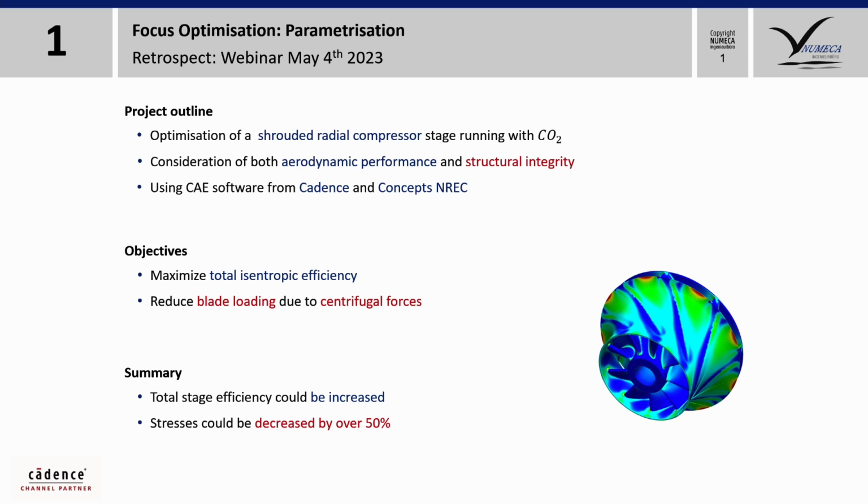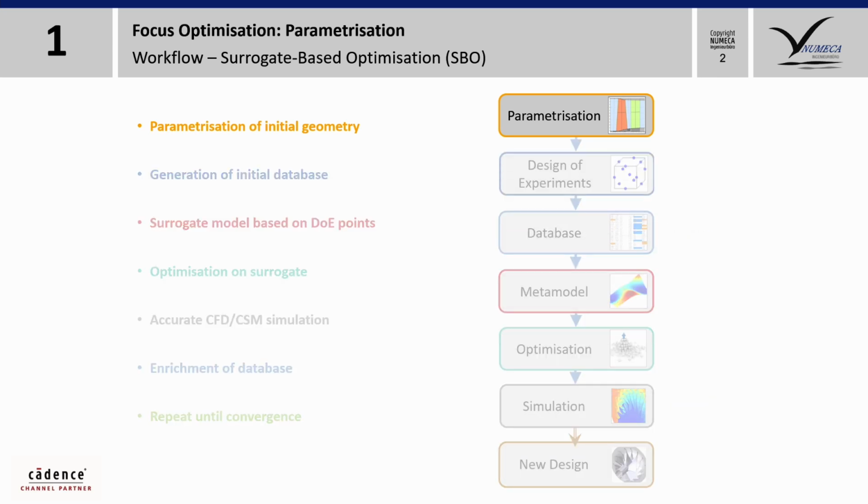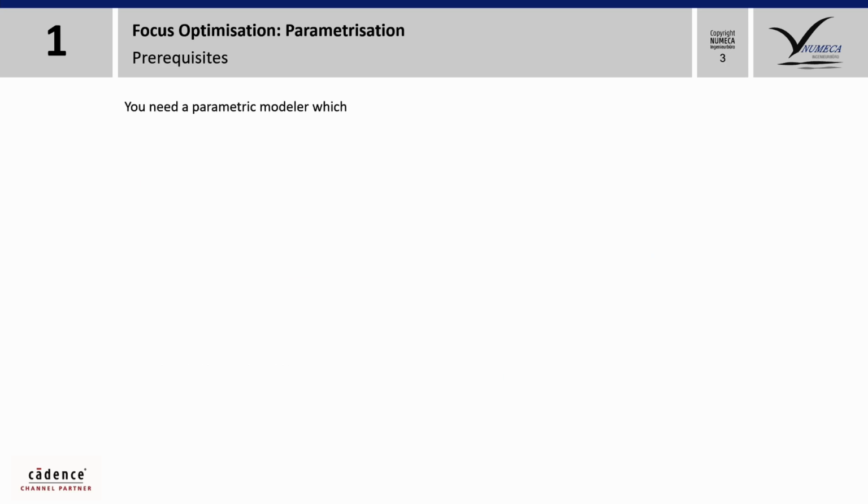integrity. And in this webinar, we presented a workflow that we used, which is called surrogate-based optimization, which consists of different steps that we will cover in various life hacks. And today, as I mentioned, we will be focusing on parametrization. All right, so let's get started.